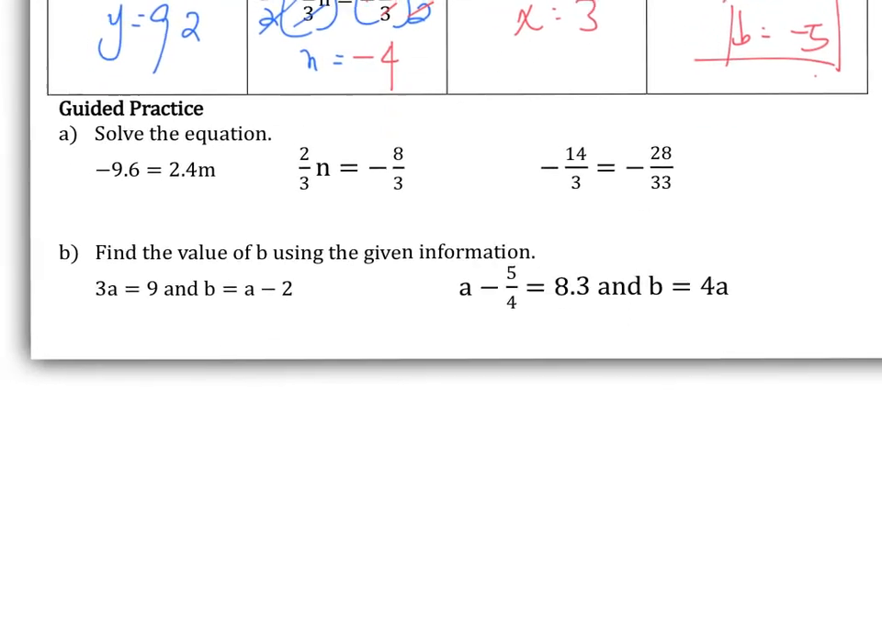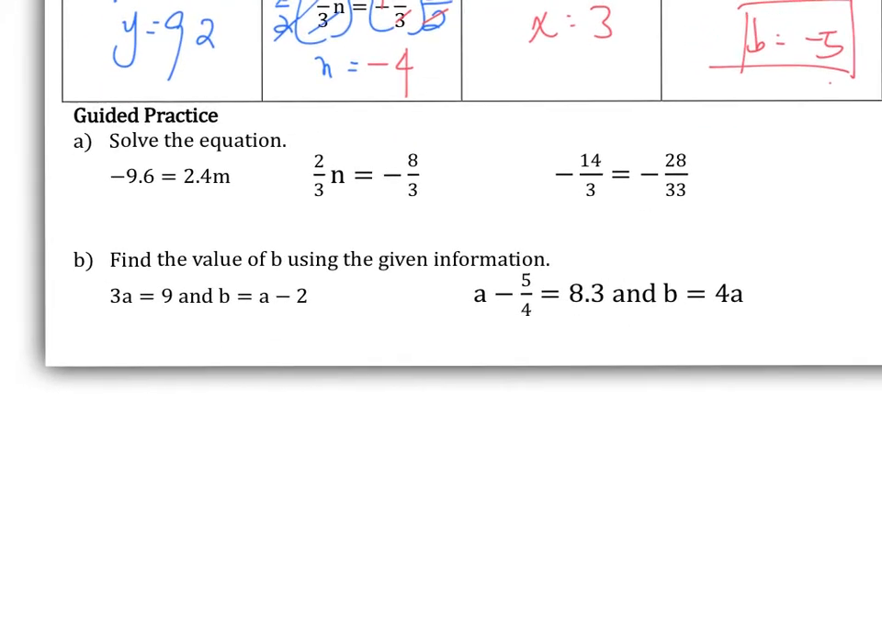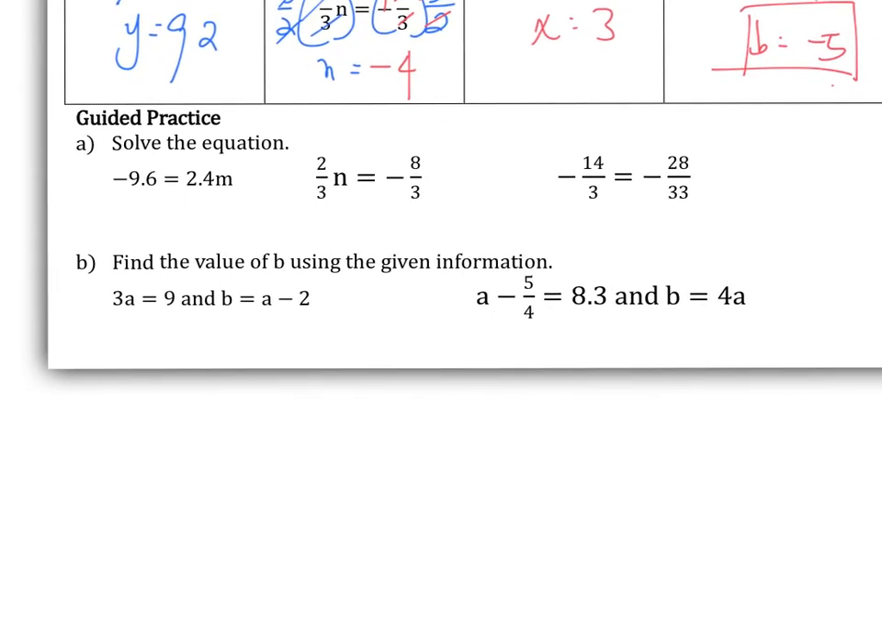Okay, let's do more practice. Part A, solve the equation. M would equal negative 9.6 divided by 2.4. So M would equal negative 4. And here, multiply by 3 over 2. N would equal negative 4.